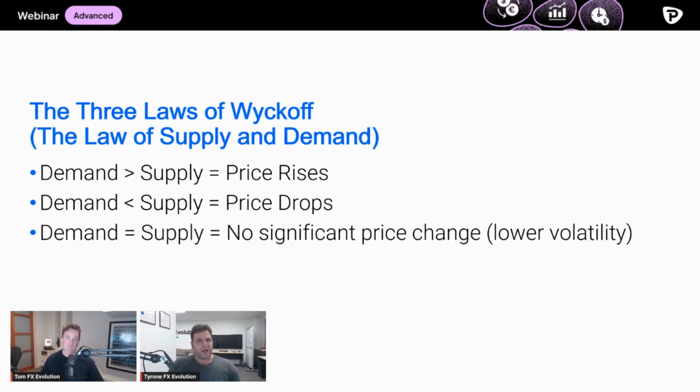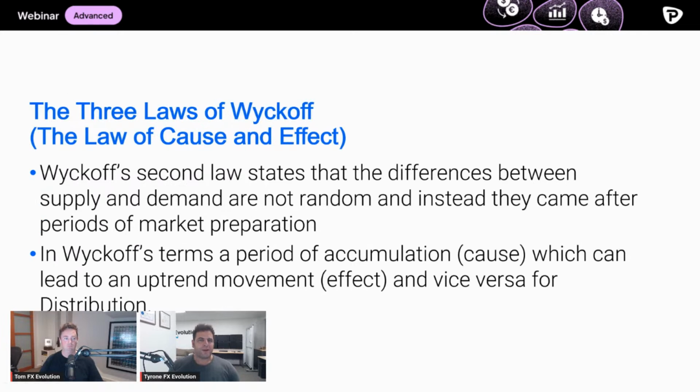Now, that's not just in the markets, right? We can see this even in the housing market. You can probably see that playing out all the time. Like if there's a great deal of houses for sale, then obviously the supply is greater than the demand. Prices aren't going to be as great. They're going to probably drop, and vice versa.